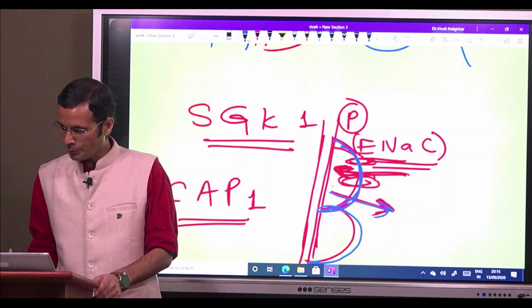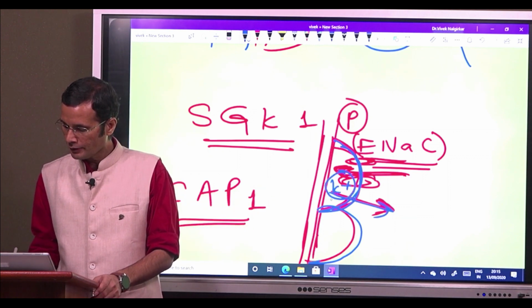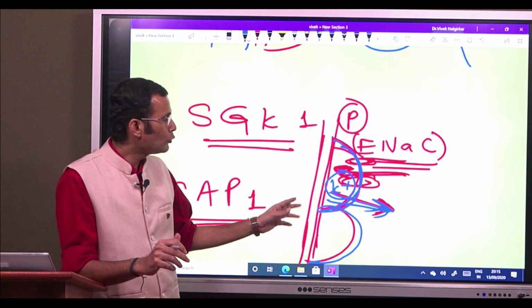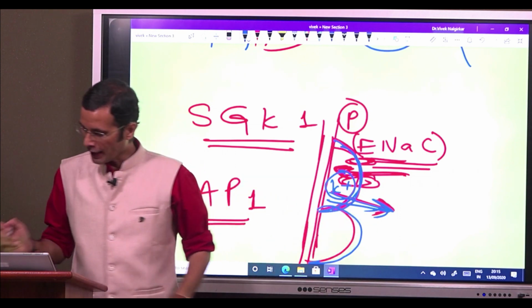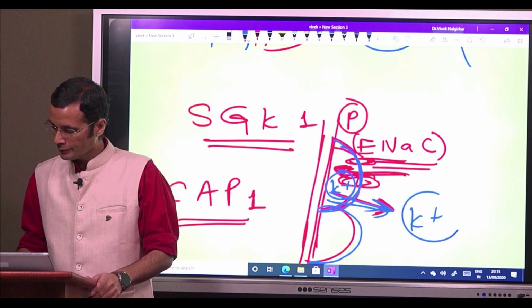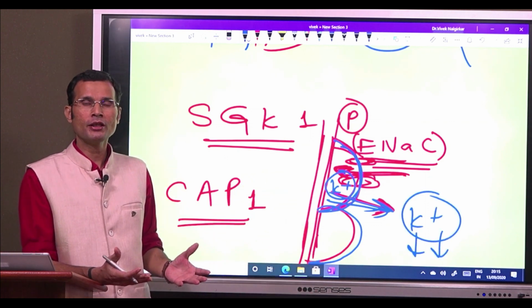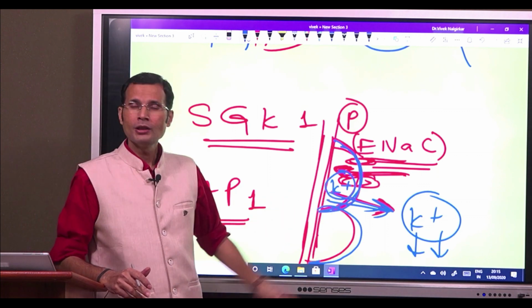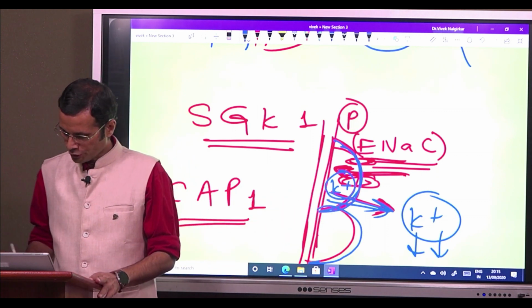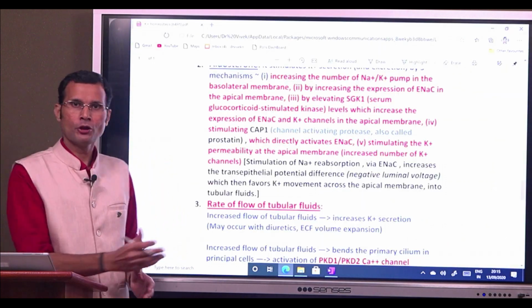So potassium from inside the principal cell will move out of the cell and come into the tubular fluids. So potassium secretion will increase and potassium excretion will increase. So these are the 5 actions of aldosterone, a very important physiological role.